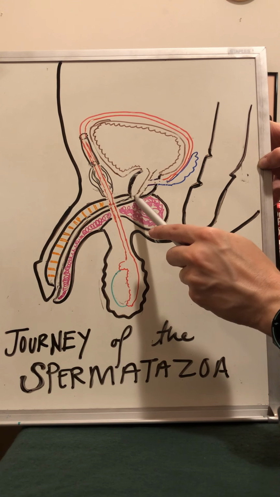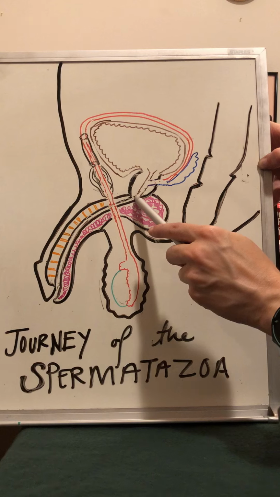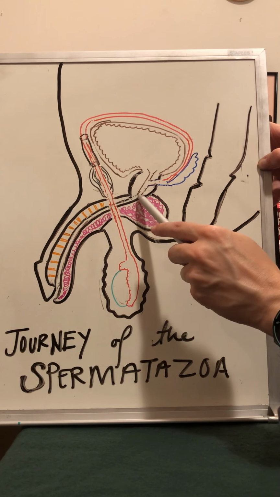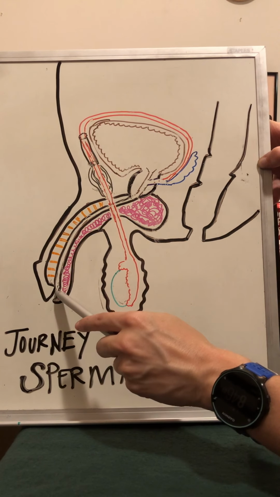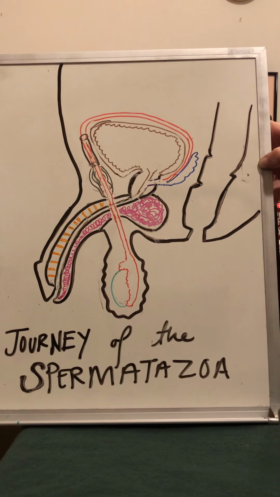It will then enter the membranous urethra, where contributions from the bulbourethral glands will add to the sperm, and then they will continue through the spongy urethra out into the outside world.